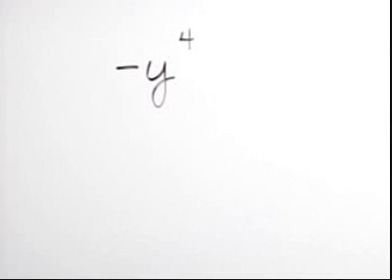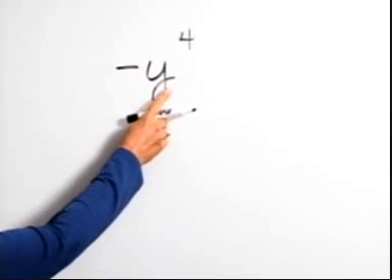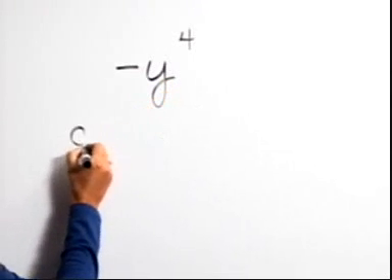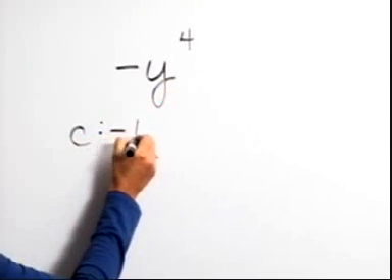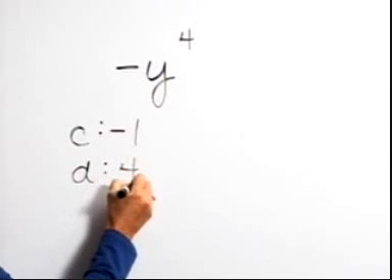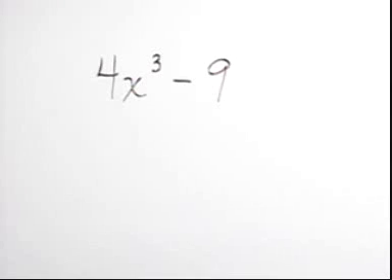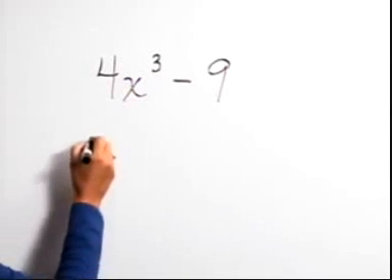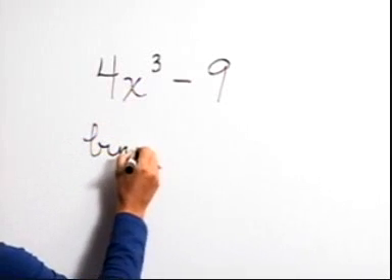Identify the coefficient and degree of negative y to the fourth power. Our coefficient is an unseen negative 1, and the degree is 4. Indicate whether 4x to the third minus 9 is a monomial, binomial, trinomial, or has no special name. It's a binomial because it has 2 terms.